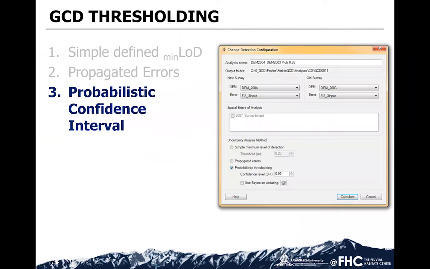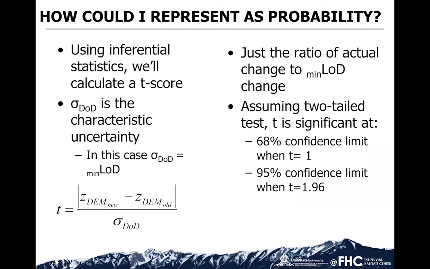But we can also look at this question probabilistically, and instead of thresholding based off of a specified minimum level of detection, or in the case of propagated, a calculated one, we could say, let's use a probability confidence interval, and so only show me the changes that I have a 90% probability or greater chance of being real. And the way this is done is basically using some simple inferential statistics, and we use a student t-test, and what we're doing is comparing the magnitude of the change, the DoD, in every single cell to the error model.